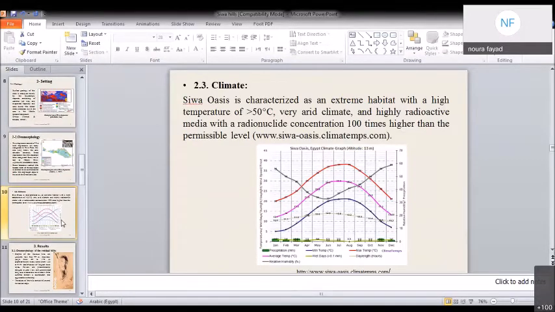Climate. Siwa Oasis is characterized by extreme habitats, with a high temperature of 50 degrees Celsius, a very arid climate, and a highly reducing medium with radionuclide concentration 100 times higher than the permissible level. In Siwa, the temperature in the morning is very high, and in the evening is very low. So the temperature here is very extreme.